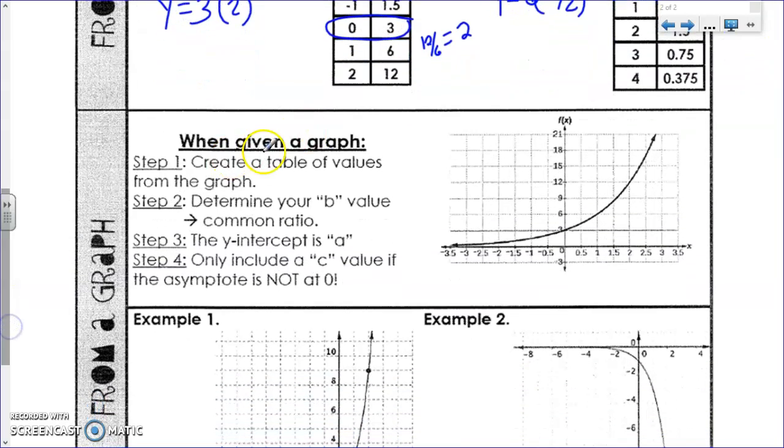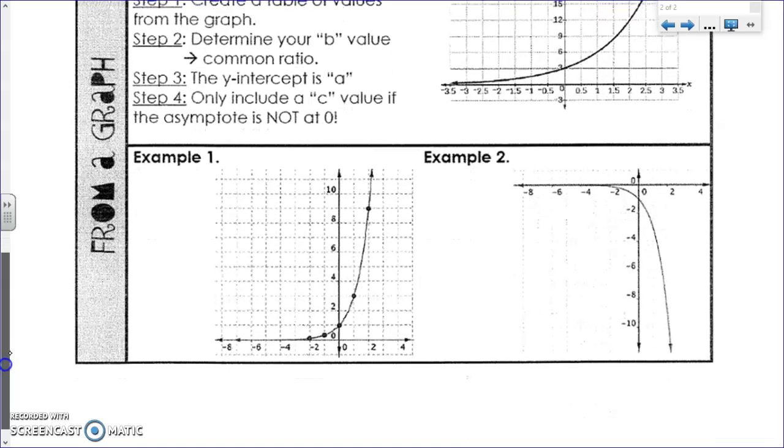Okay, so with a graph, you want to create a table of values from the graph, determine your B value, the common ratio, like we did there, 6 divided by 12, and the other. The y-intercept is your A, and only include a C value if the asymptote is not at 0, okay? Because that tells us it moved up or down.